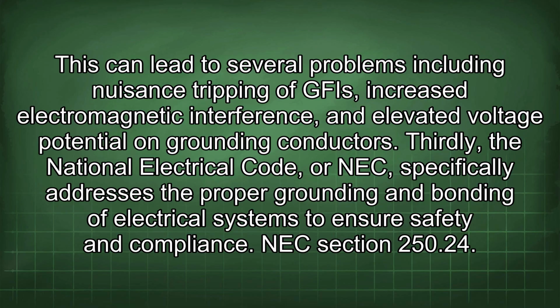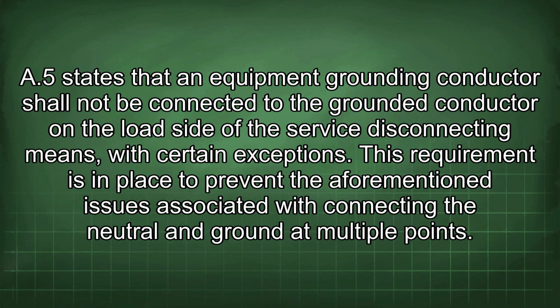Thirdly, the National Electrical Code, or NEC, specifically addresses the proper grounding and bonding of electrical systems to ensure safety and compliance. NEC Section 250.24(A)(5) states that an equipment grounding conductor shall not be connected to the grounded conductor on the load side of the service disconnecting means, with certain exceptions. This requirement is in place to prevent the aforementioned issues associated with connecting the neutral and ground at multiple points.